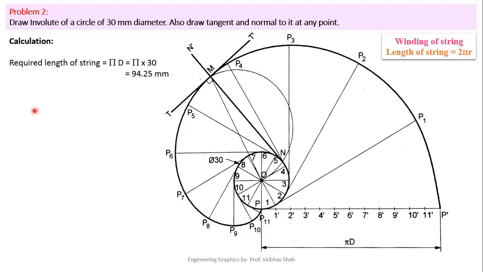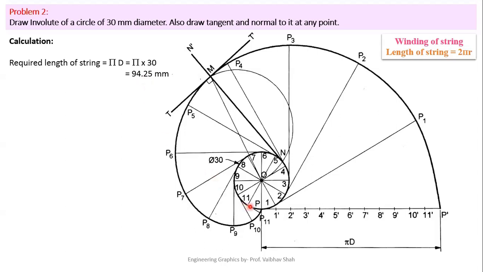So now let us calculate the required length of string to completely wound around this given circle. So required length of string equal to pi d. Here diameter d is given as 30 mm. So let us put 30 mm. So we'll be having 94.25 mm. So now this is the length of the string that you have to use for this example. So now let us begin.